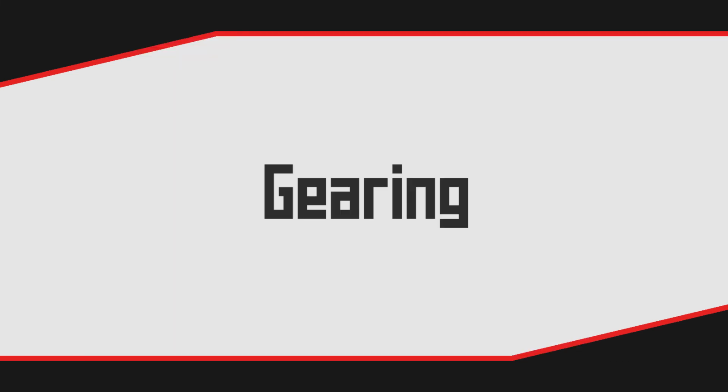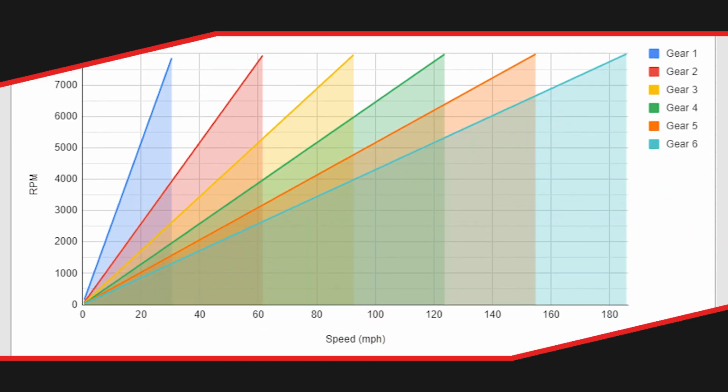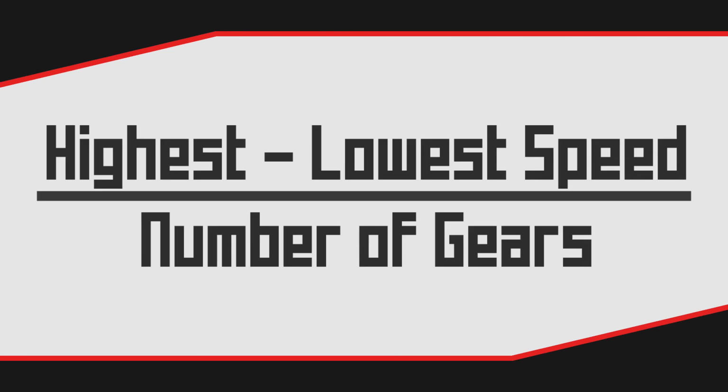Let's finally talk about gearing. Your gearing simply controls what RPM the engine is running at when doing a certain speed. As a result, you want your gears to be as close as possible while still covering a usable speed range. A great ballpark method to set your gears is to figure out what range of speed you're covering, and then divide by the number of gears you've got.